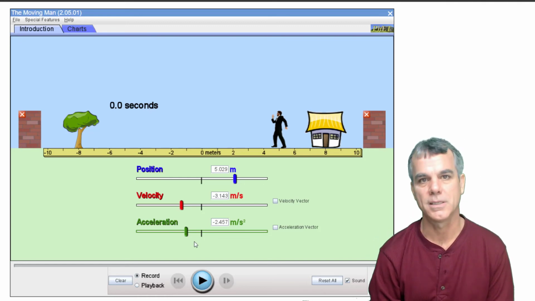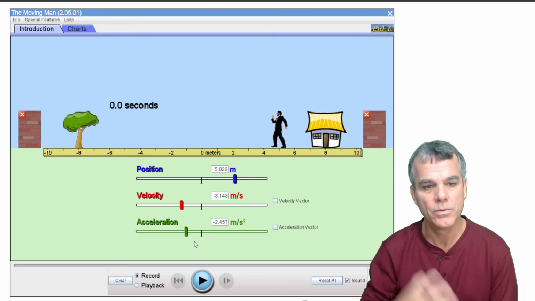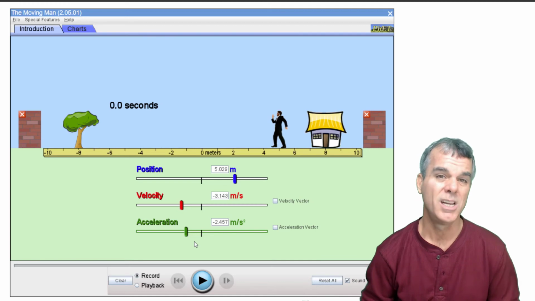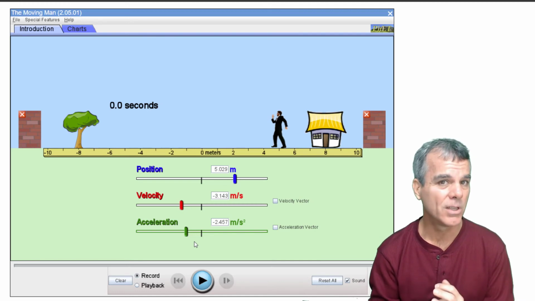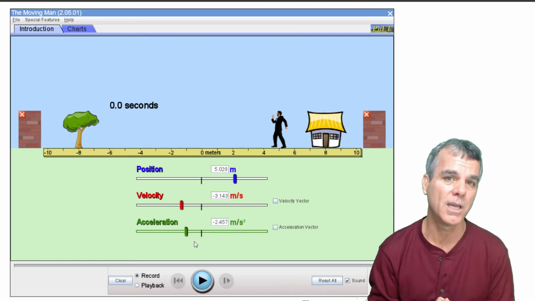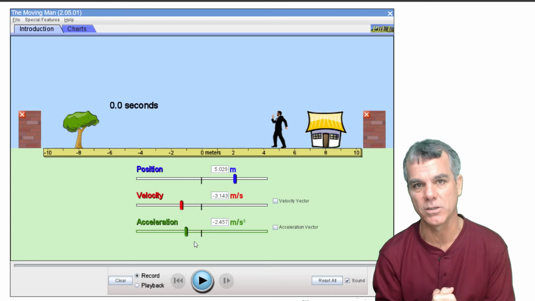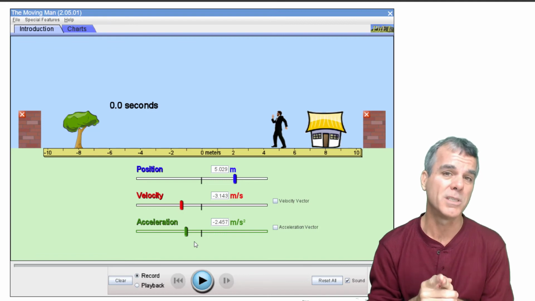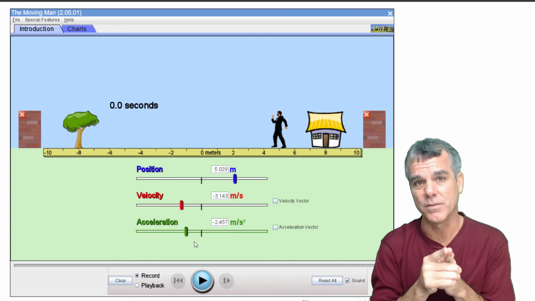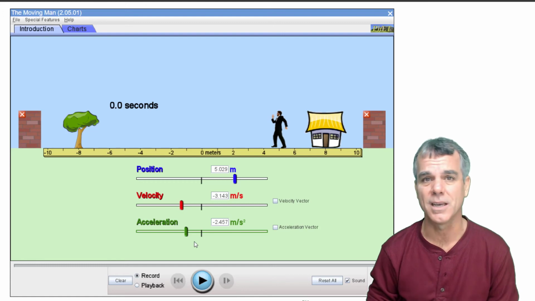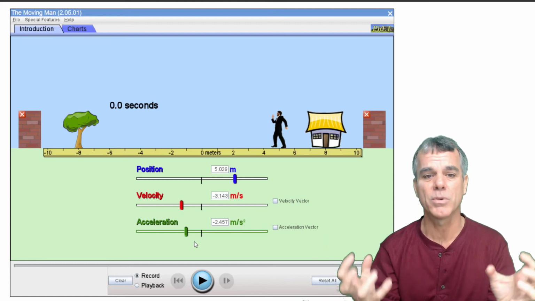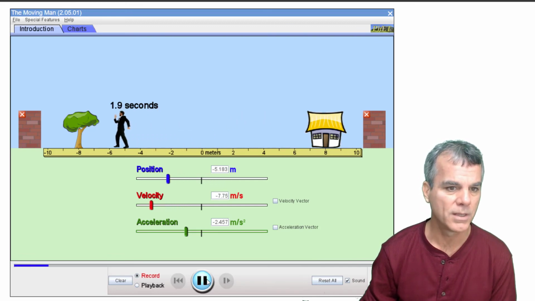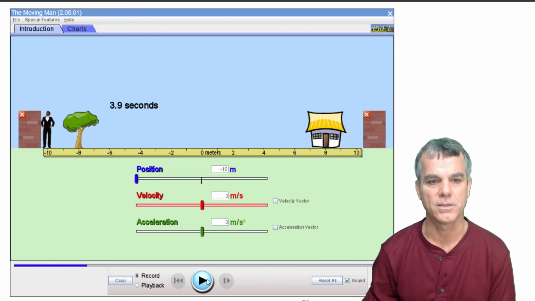Well, let's see the answer. First, let's reason it through. My initial position is positive, which means I start off to the right of the origin. My initial velocity is negative, which means I'm initially moving to the left with a speed of about 3.1 meters per second. Now, my acceleration is also negative, which means I'm going to be speeding up. And if the velocity and acceleration are negative the entire time, my speed will just keep on increasing. So once I hit start, the man is moving to the left faster and faster and faster.